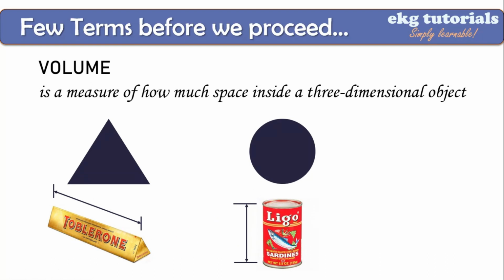So now that we have discussed ano yung kaibahan ng perimeter, area, and volume, now let's go to the various equations in solving the different perimeters and areas of two-dimensional objects.